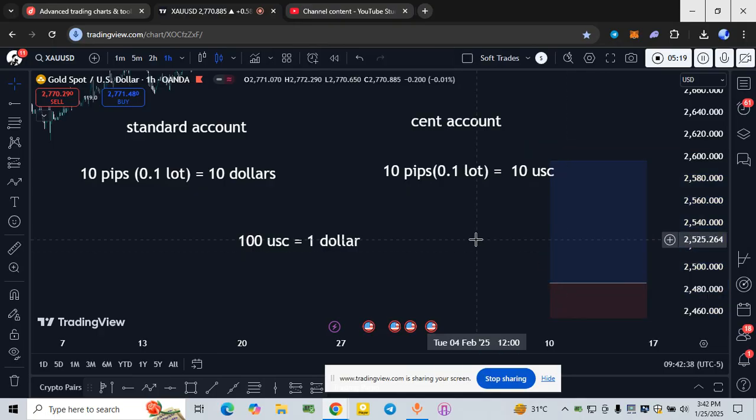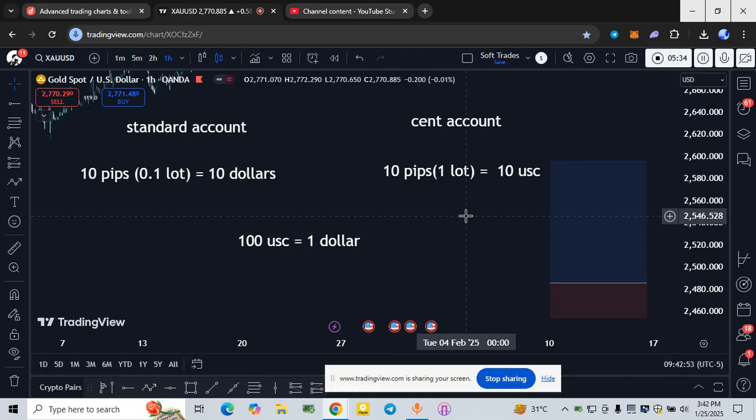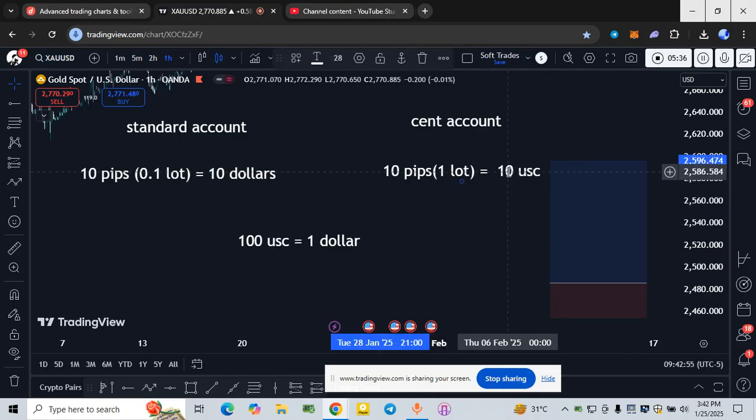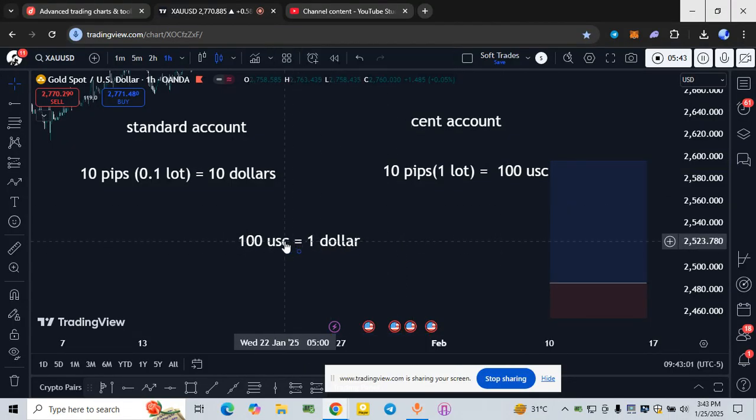Okay, what I will do, I'm going to use one lot size. So you now change your entry, you get a cent account with that same $100, and use one lot size. Now, 10 pips with one lot size will now be 100 USC, which is equal to what?